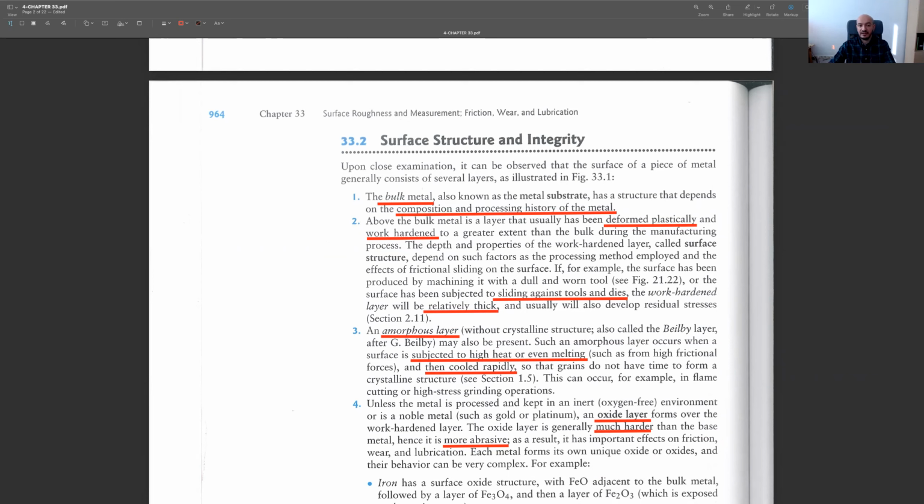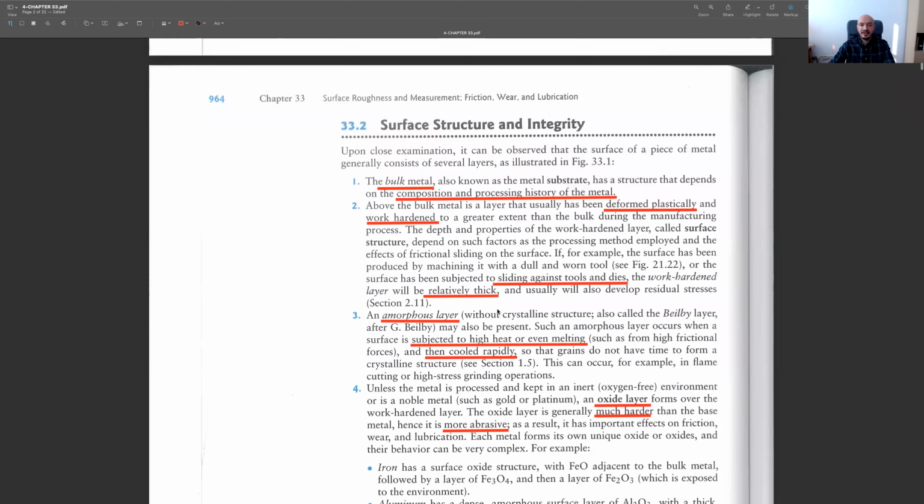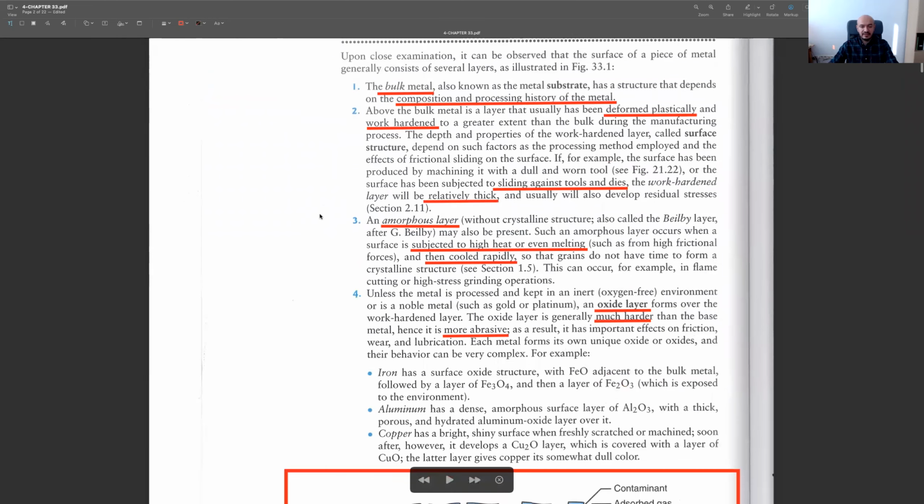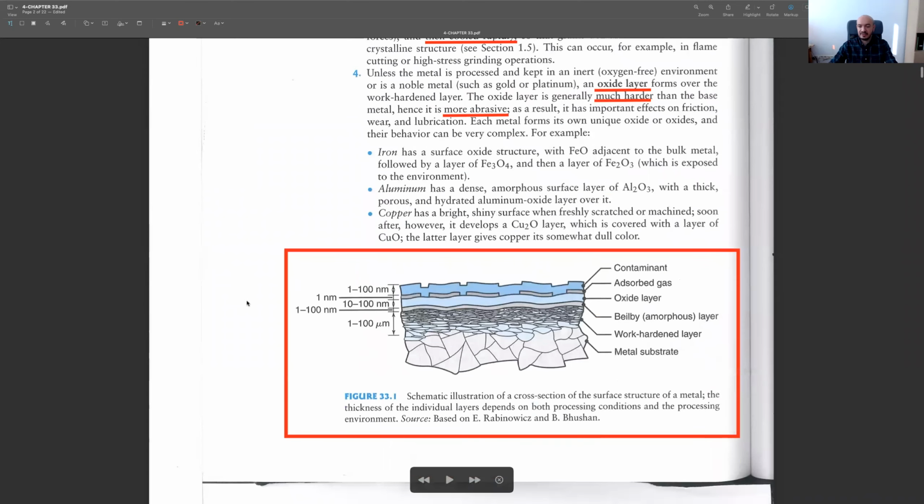If you want to have a higher surface quality, then that means surface roughness values should be as low as possible. And let's have a look at first the surface structure and its integrity. Here you see a schematic showing a typical metal, and this metal is divided into some sections. We have the metal substrate here. Underneath you see we have larger grains, and then we have the work hardened layer.